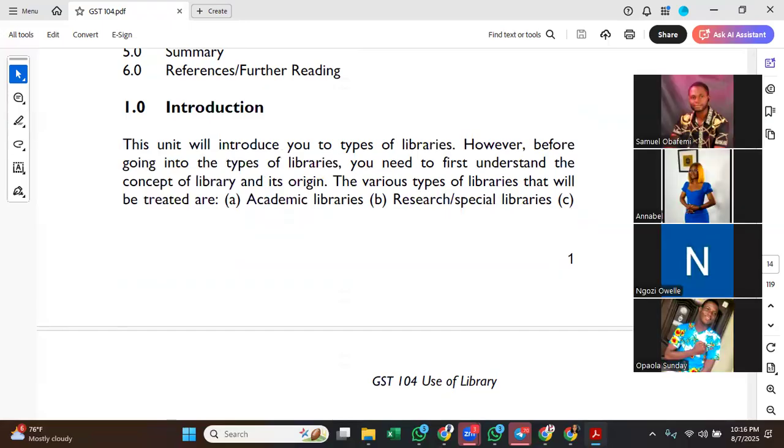This unit will introduce you to types of libraries. However, before going into the types of libraries, you need to first understand the concept of library and its origin. The various types of libraries that will be treated are academic libraries, research or special libraries.